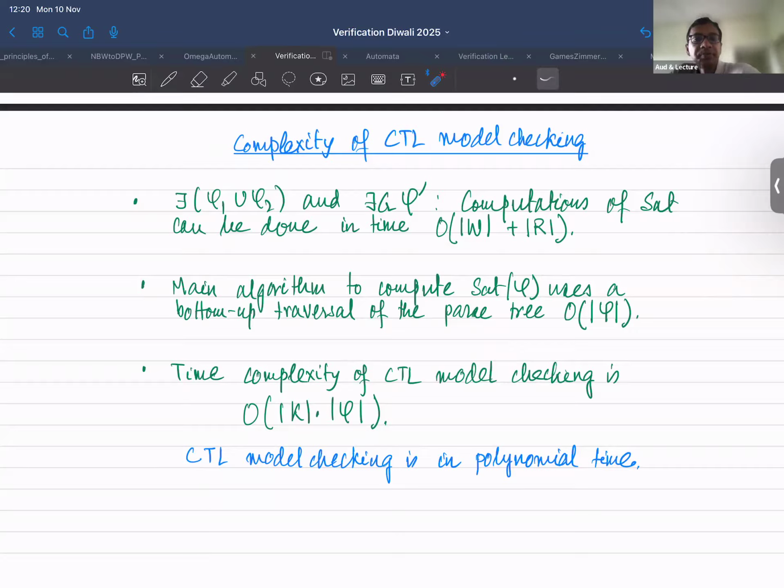What is the main thing for which LTL model checking was PSPACE-complete, whereas in CTL model checking you just look at the Kripke structure and you can do it in polynomial time? What is the fundamental difference?